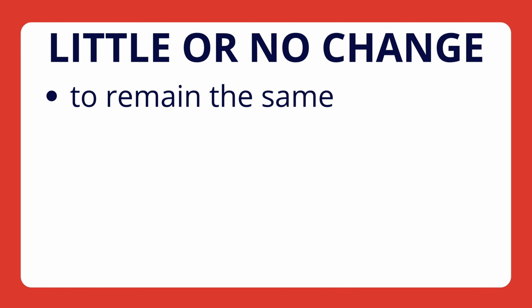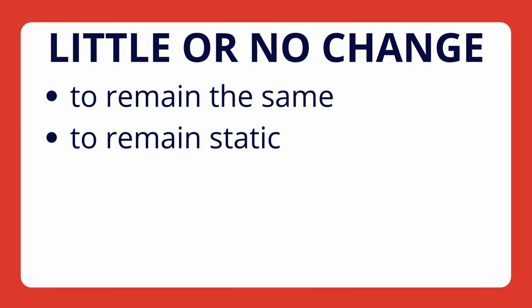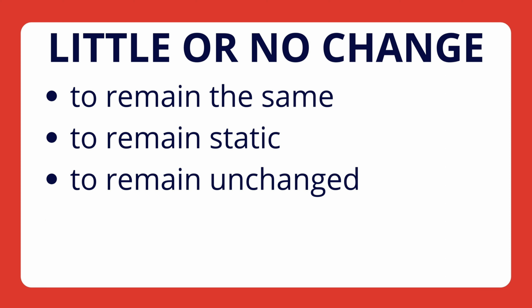You can say remain the same, to remain static, to remain unchanged. Or you can say to stabilize. If something has stabilized, it means in the past it was not flat, it was not steady. It could have had a big upswing, downswing, or been very unpredictable, but now it's stable. So only use to stabilize if that's the case. But the rest are just used to describe little or no change.